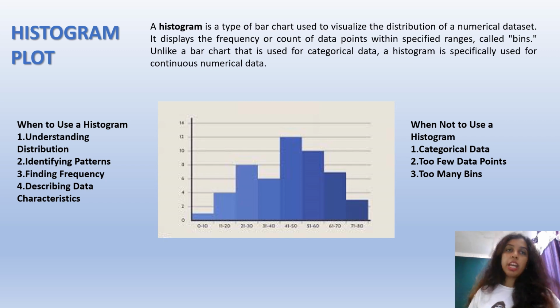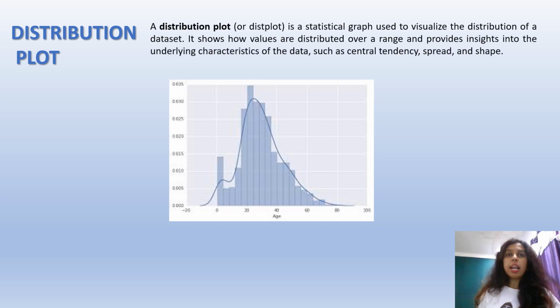Proper bin selection and careful labeling ensure the histogram effectively communicates the data story. Moving on, our next plot is distribution plot. A distribution plot is a statistical graph used to visualize the distribution of a dataset. It shows how values are distributed over a range and provides insights into the underlying characteristics of the data, such as central tendency, spread, and shape.